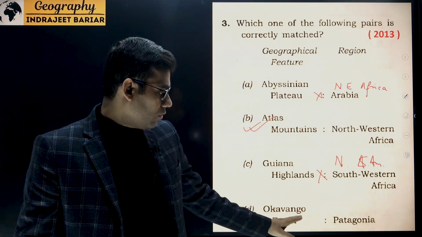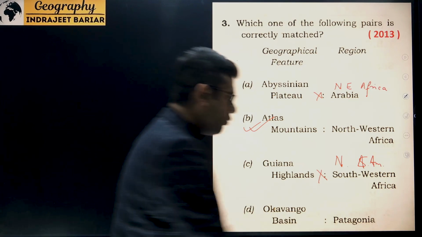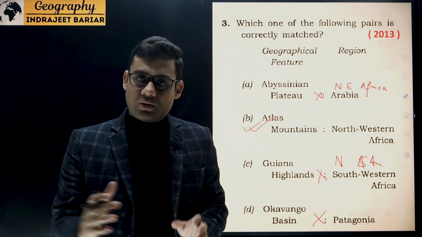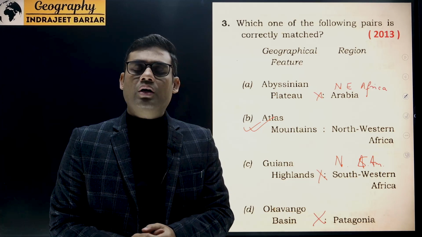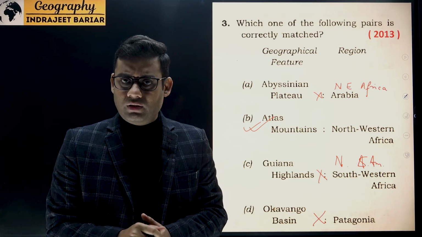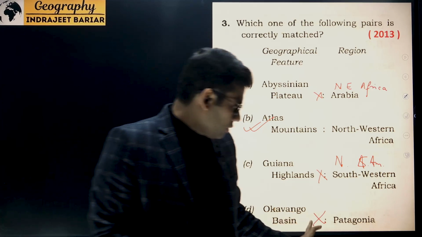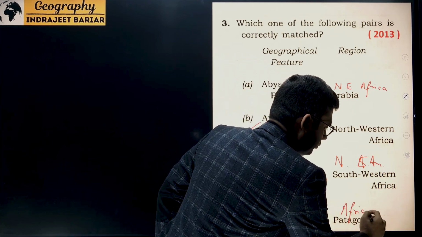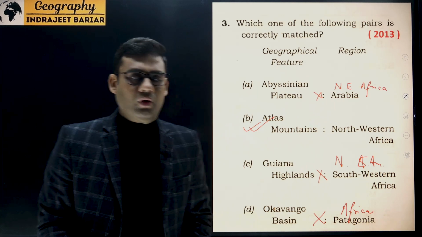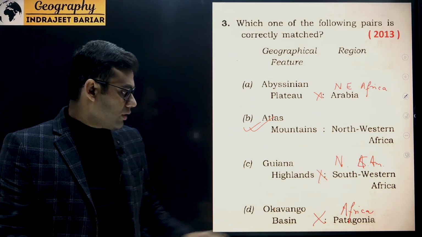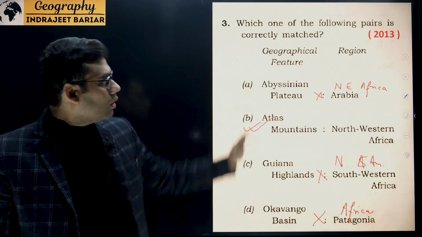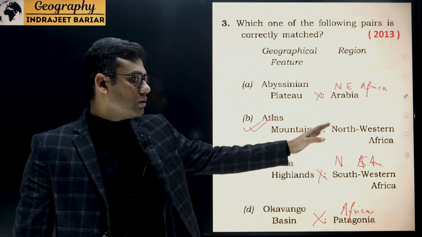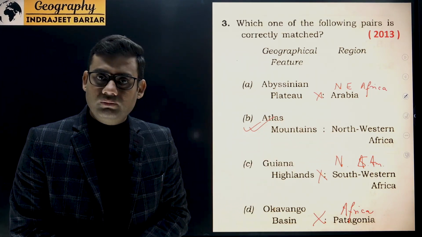And then we have Okavango Basin. Okavango Basin, Patagonia has been given. Okay, Patagonia, where is Patagonia? Patagonia is southeastern South America, which is the Argentinian region. So this also is incorrect. Okavango Basin we have seen is Africa. So South Central Africa, that is where the Okavango River is. So these are the four entries in which I find the correct answer to be Atlas Mountains, northwestern Africa.